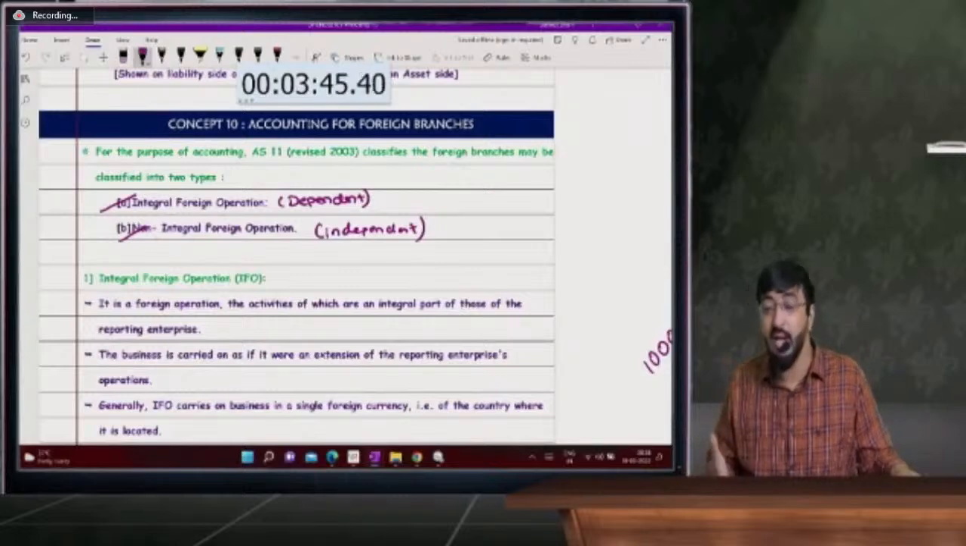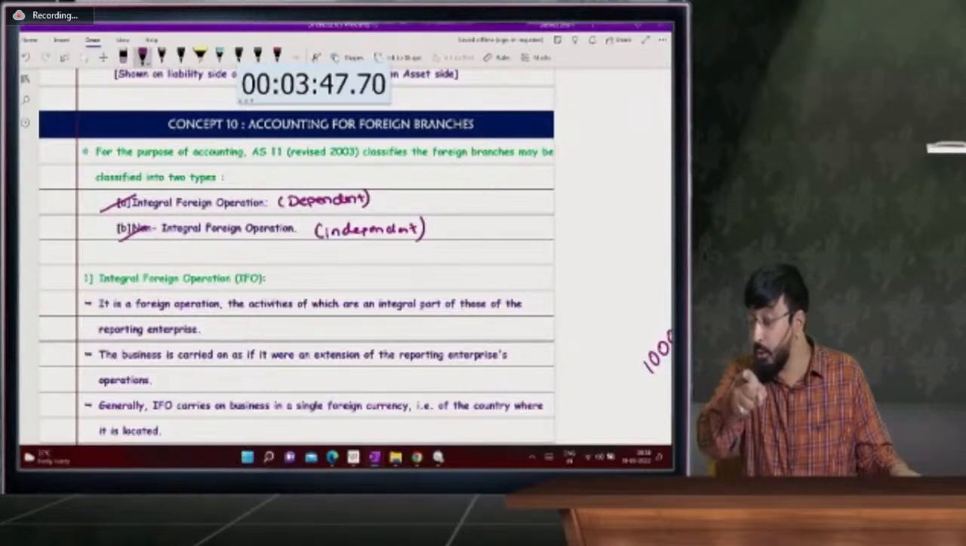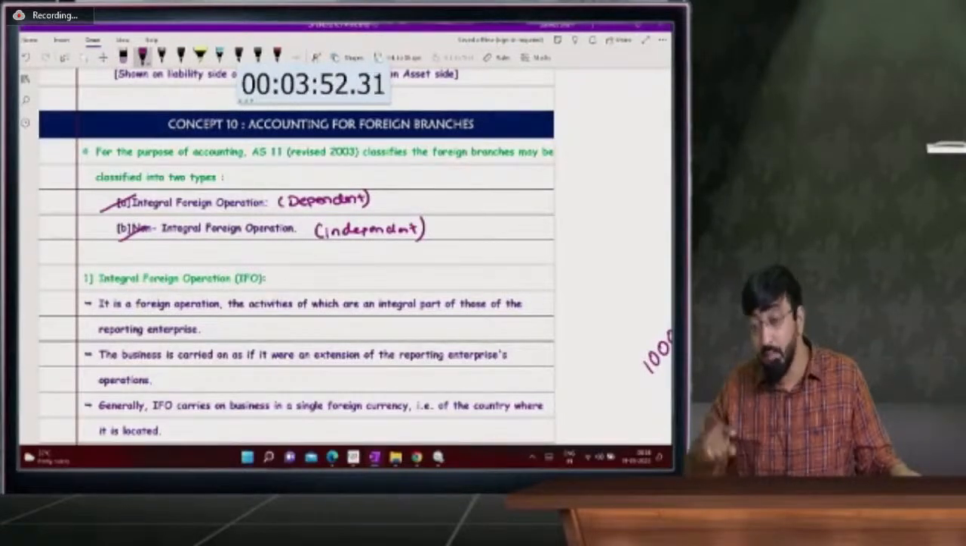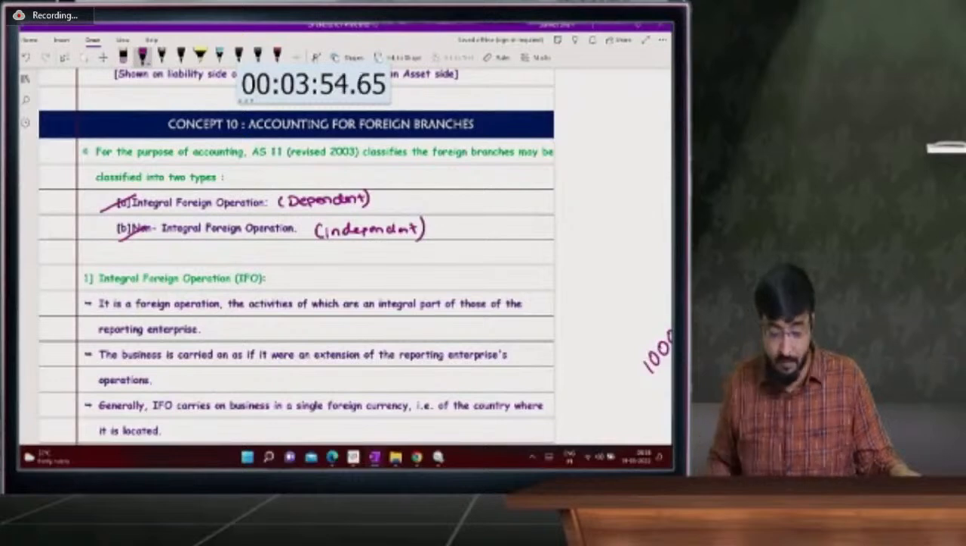So please interact. And accounting standard very very important. Please don't skip a single lecture of accounting standard. Live में ही maximum concept that I will take in the class.